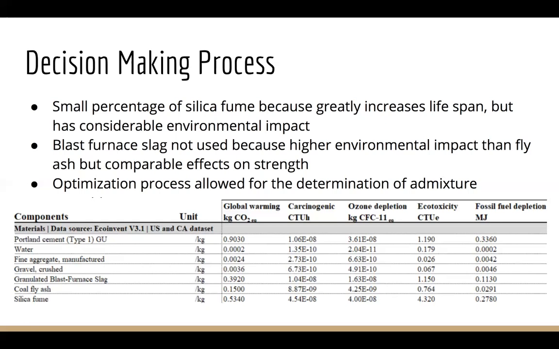We used a total of 40% of supplementary cementitious materials to maximize the environmental benefit, and then also used the correct mixture to increase the life expectancy. So a small percentage of silica fume was good because it increased the lifespan and had considerable environmental impact. And then we did not end up using the blast furnace slag simply because the environmental impact was not strong enough to rationally use it.